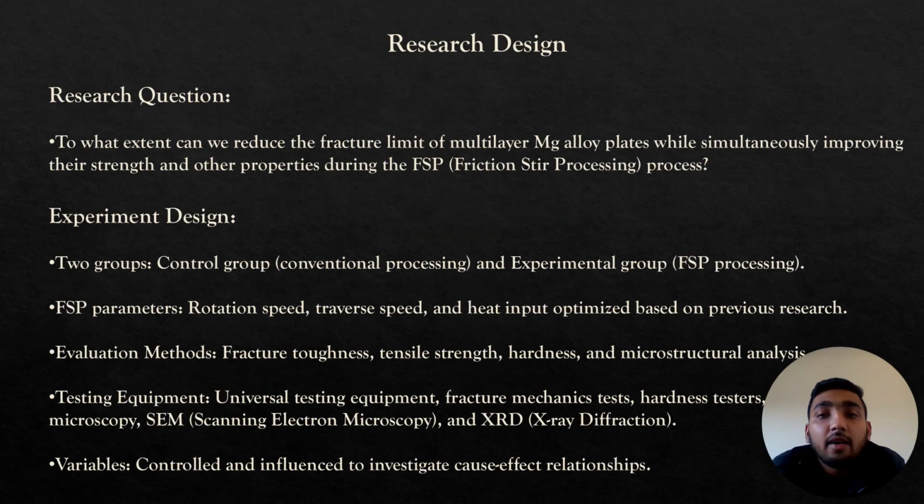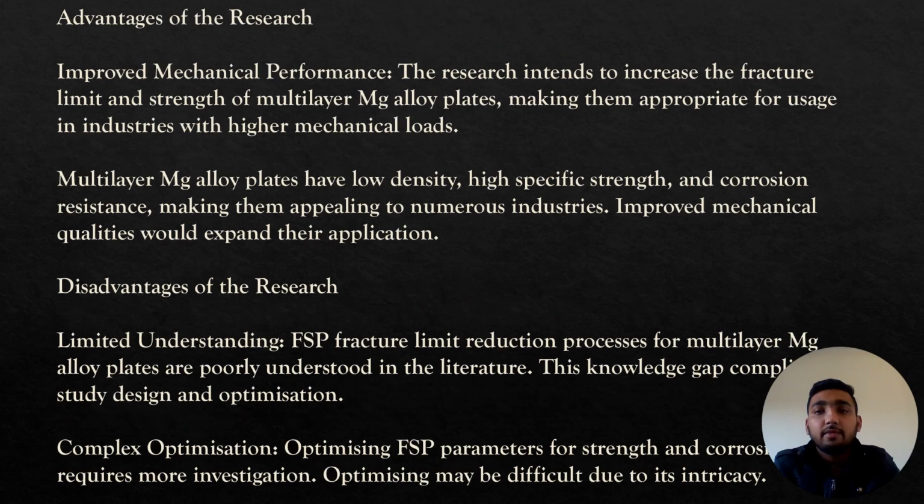So, what about my experimental research design? I will use two groups, one control group and a second experimental group. In my process, I will use different parameters for FSP, such as rotation speed, traverse speed, and heat input optimization based on previous research. Also, I will use different types of testing equipment, as you can see on my slides. And in the last, I will control and influence variables to investigate the cause and effect relationship.